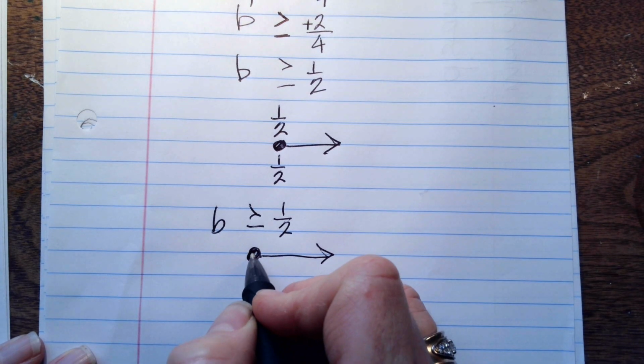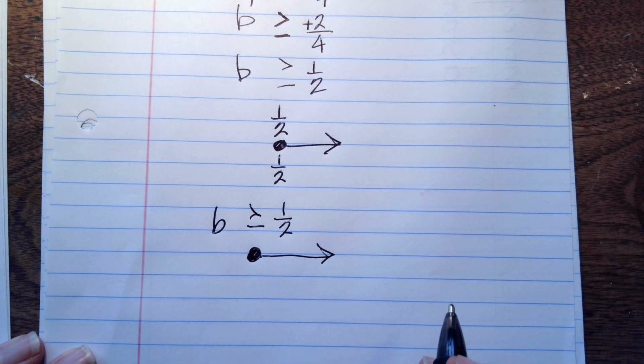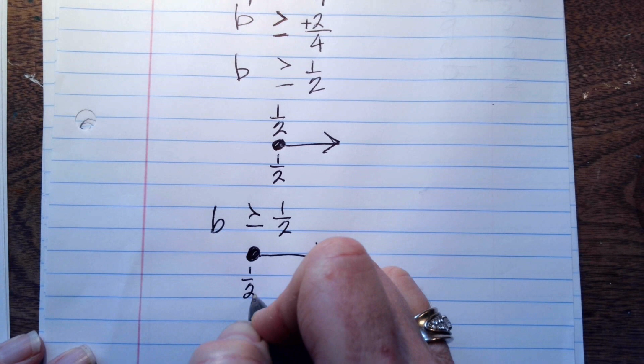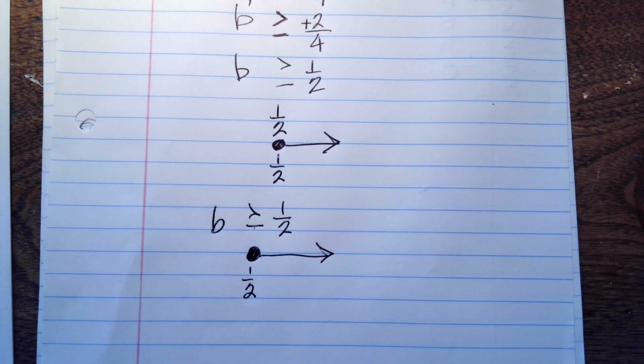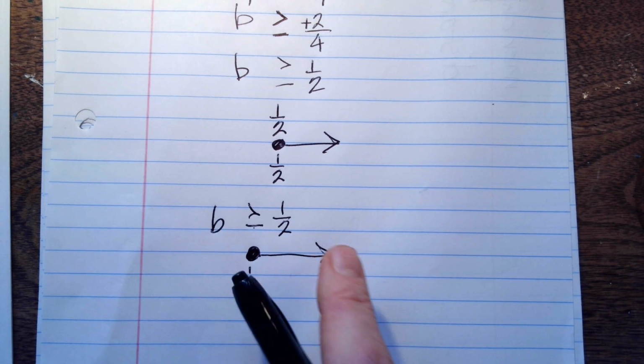So there's nothing to solve, we're just graphing it. It's a closed circle because it's more than or equal to. We put a 1/2 right here and our arrow goes this way.